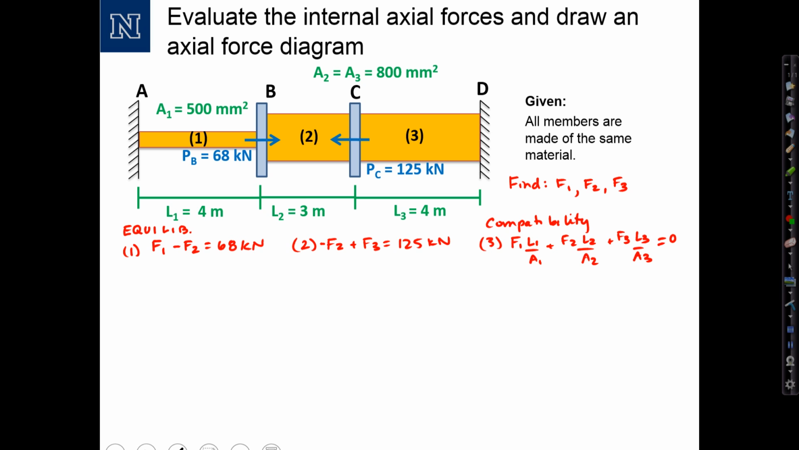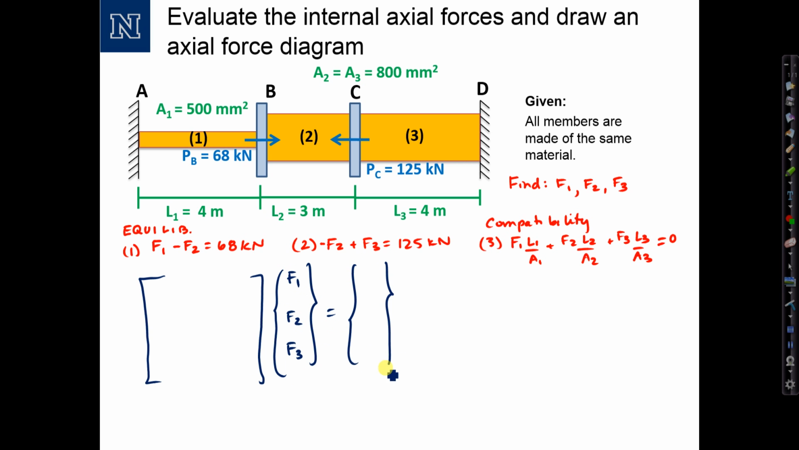We have three equations, three unknowns, F1, F2, F3. So we're going to set up a 3 by 3 matrix, and a vector of the unknowns, F1, F2, F3. Those are going to be equal to the values on the right-hand side. The first equation is 1 times F1 minus 1 times F2, and F3 is not in this equation, so we'll put a 0 here, plus 0 times F3, and that equals 68 kilonewtons on the right-hand side.